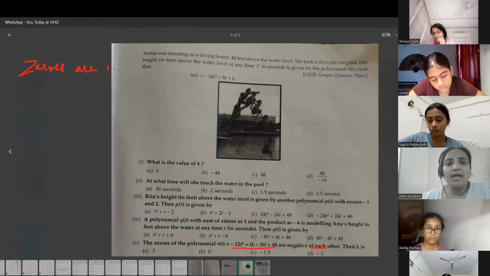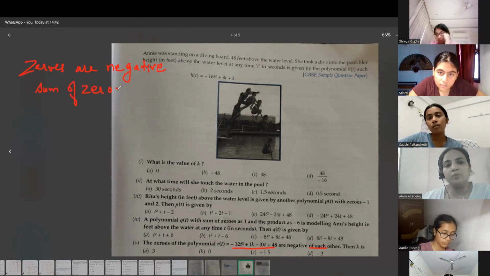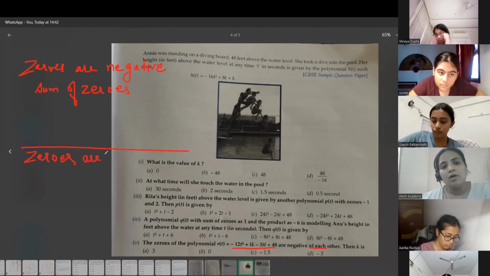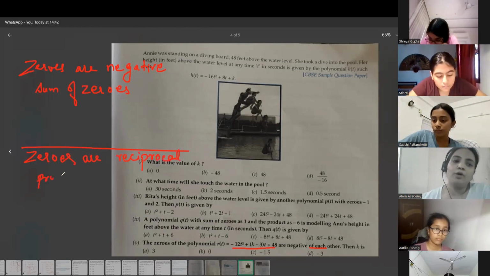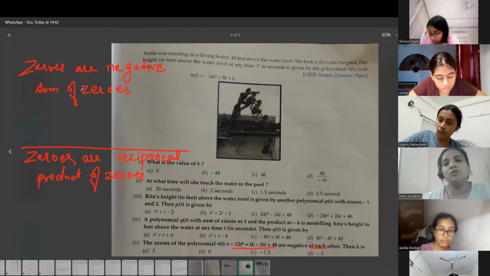So zeros are negative of each other. You will always deal with the sum of zeros. Why? In some time I'll explain. But whenever they tell you that zeros are reciprocal or multiplicative inverse of each other, then you always have to use the product of zeros. Why? Because in the first case also they'll get cancelled. In the second case also they'll get cancelled.